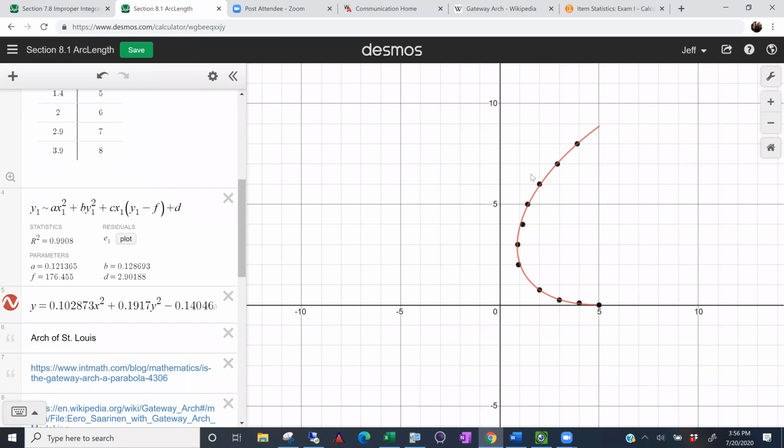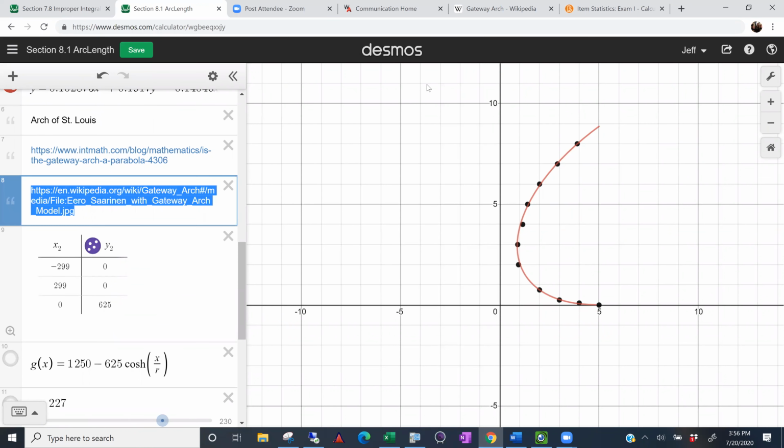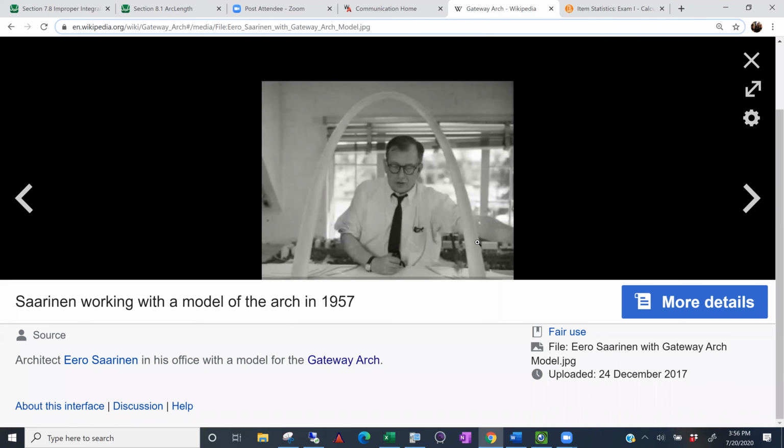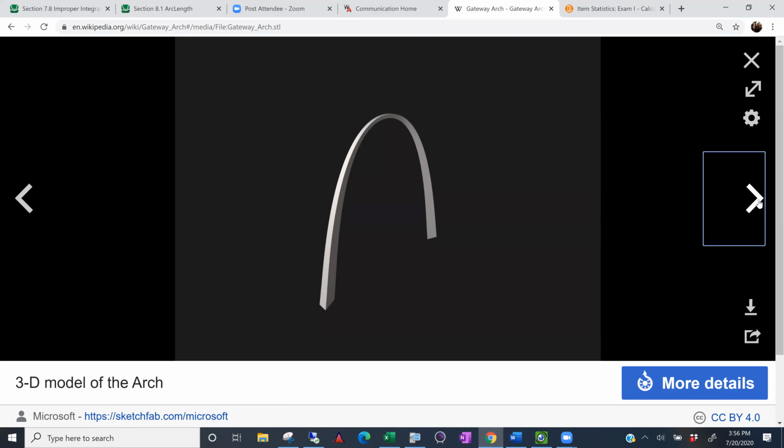So in the link that I sent you, the link to Desmos, you can look at this link as well. Takes you to a link about the Arch of St. Louis. And in particular, in my Desmos link, I have a little set of pictures here. Here's the designer, Eero Saarinen. Not sure exactly how to pronounce that name, but he was a designer. He didn't live to see it completed.